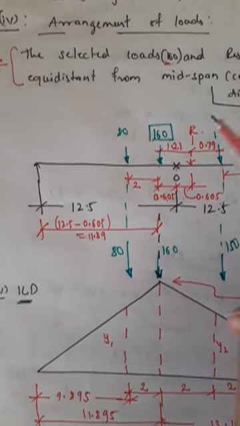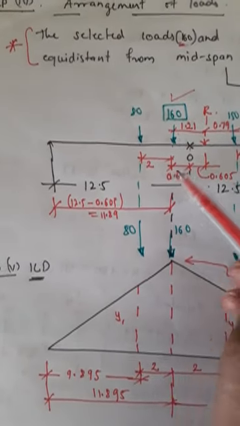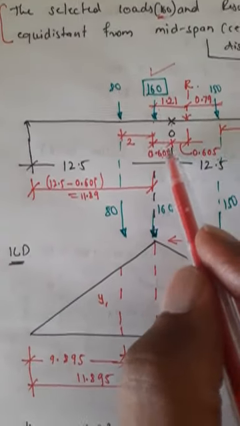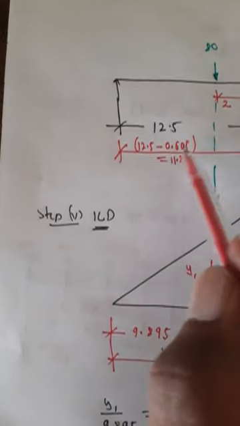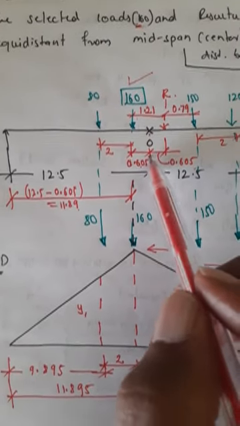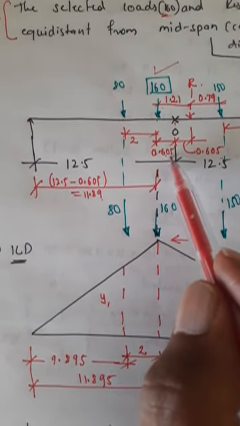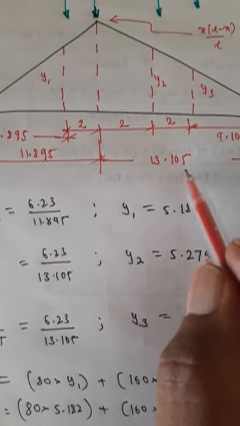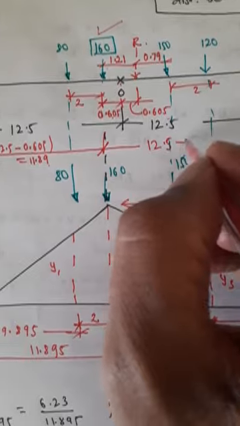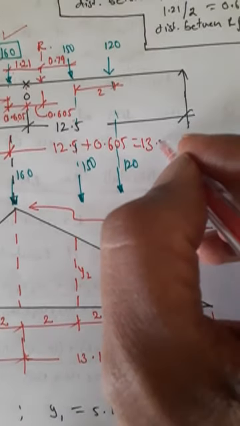Next step, I have to draw influence line diagram for 160 kilonewtons. So for 160 kilonewtons, this distance becomes x. So already I know from this center to this edge is 12.5. So 12.5 minus 0.605, 11.89. Next, from center to this end it is 12.5. 12.5 plus 0.605. So you have the answer 13.105. So I will mark that distance here.